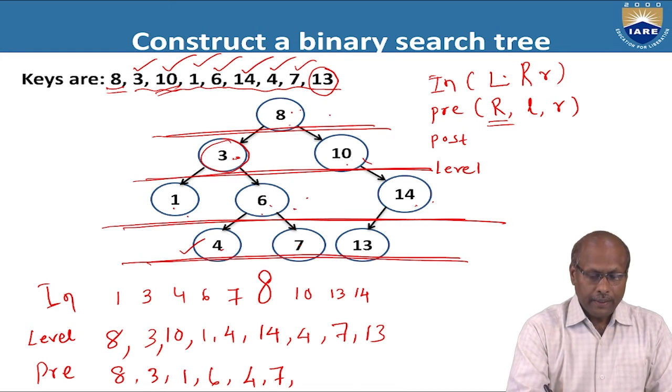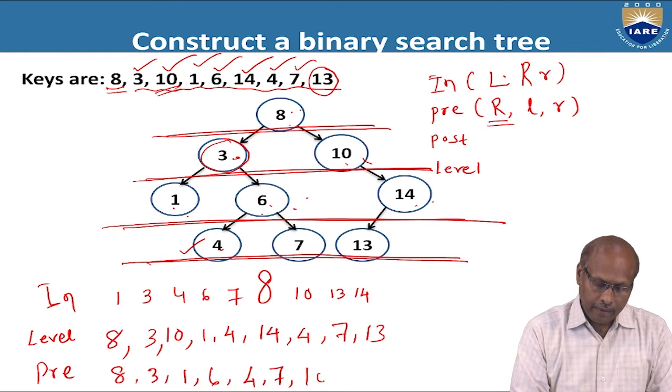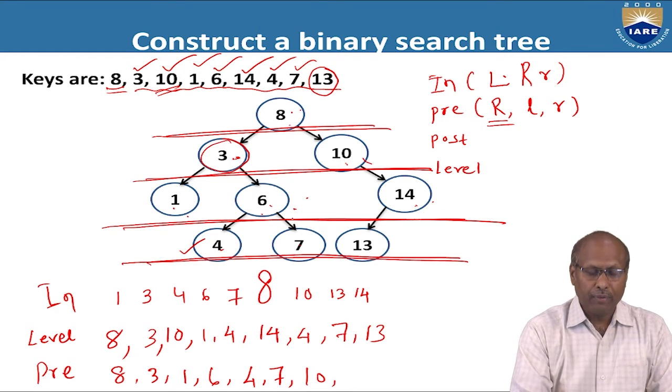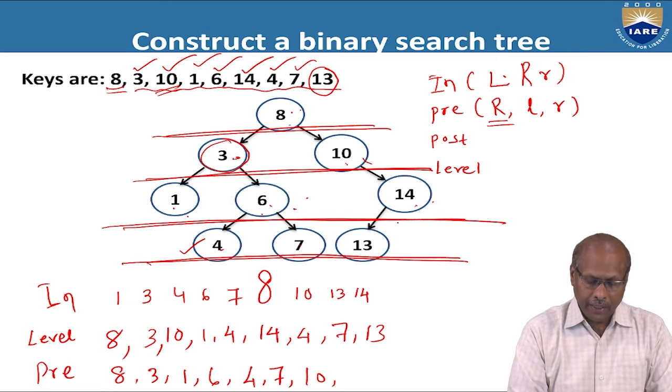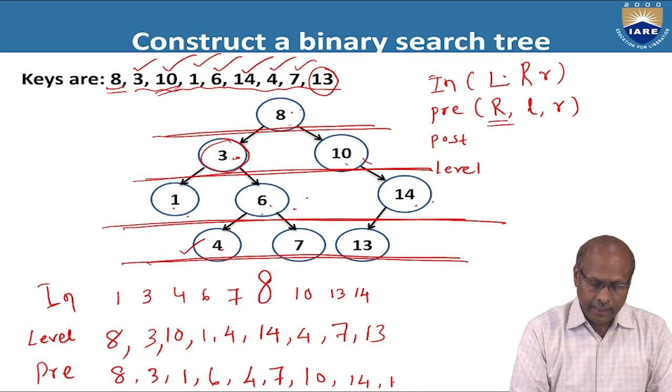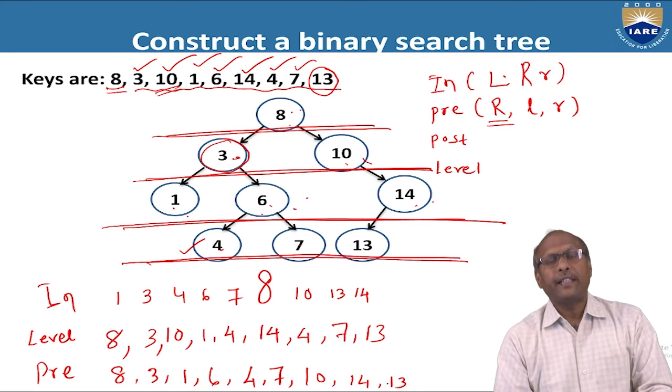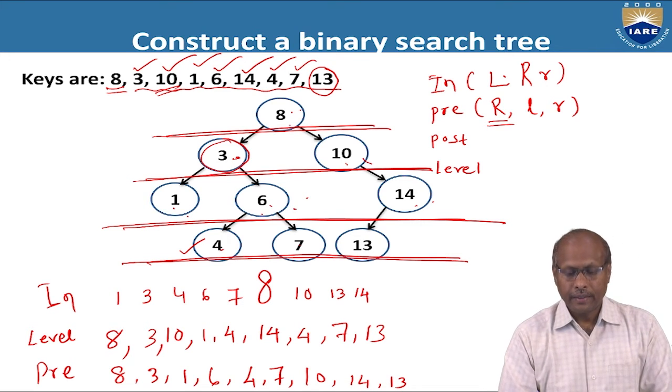Similarly the right subtree. If you come to the right subtree, again apply: root is 10. Then left is not there. Then come to the right subtree. Again in the right subtree apply the same formula: 14 and then 13. This is the pre-order traversal for the given data.